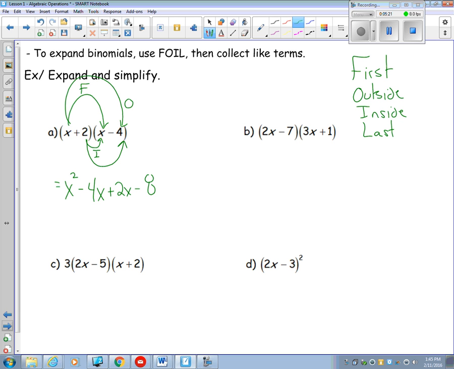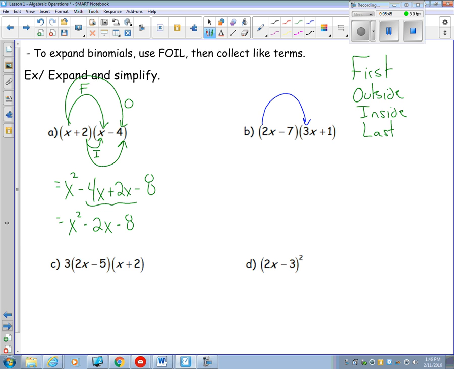And there should be 4 terms because I was multiplying 2 terms by 2 terms. 2 times 2 makes 4, right? So I should always have 4 terms when I'm done. If you did it right, the 2 middle terms should be like terms also. So these 2 right here. And if I collect those 2, I end up with x squared minus 2x minus 8. And you guys can try the next one. Pause it and give yourself a try, see what you can do.